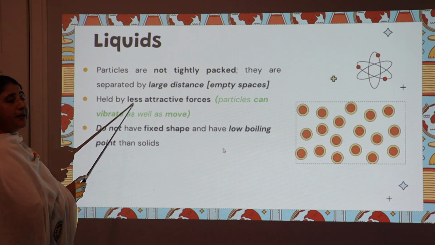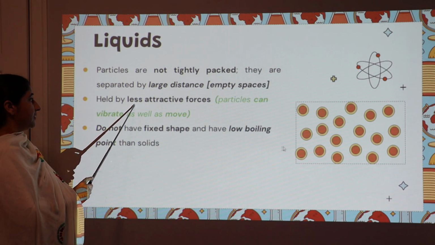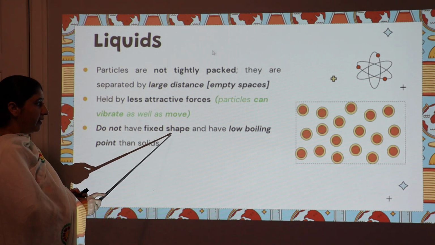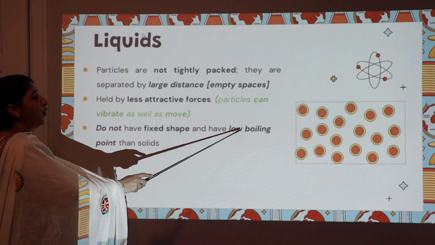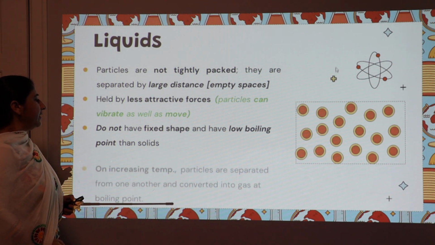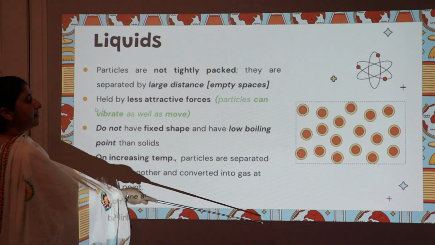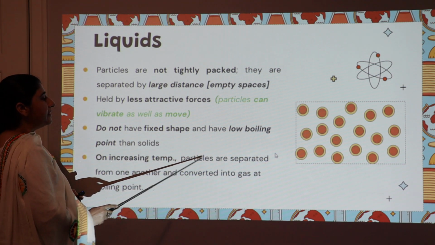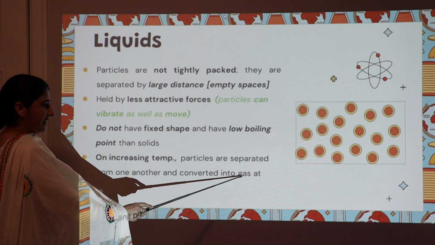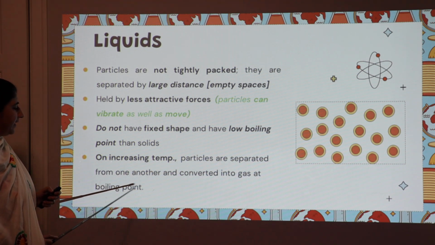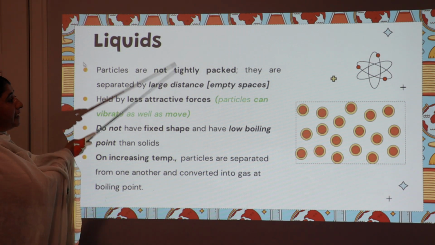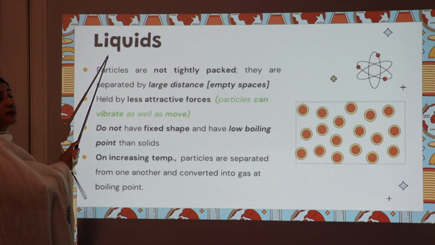Due to the presence of weaker attractive forces, liquids don't have a fixed shape, and they have a low boiling point compared to a solid. On increasing the temperature, when we heat the liquid, the particles separate from one another and are converted into a gaseous state at the boiling point. So this is the arrangement and behavior of particles in the liquid state.